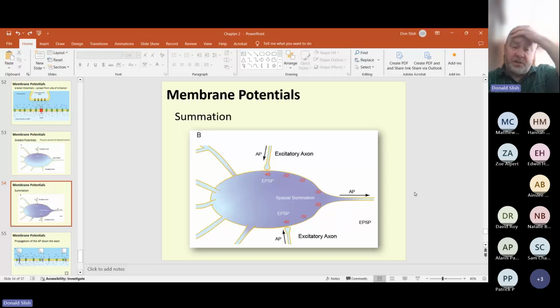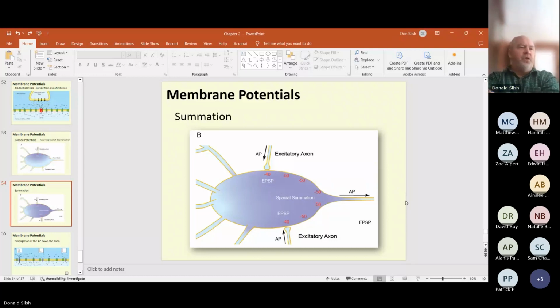Okay, so that's spatial summation. That's a summation of two different depolarizations. So again, your cell body is summing up all of its inputs, and it's got thousands of them. Some of them are excitatory, some of them are inhibitory, and it's taking the average basically of all that electronically. When that reaches the axon hillock, which is this area, it will produce an action potential.